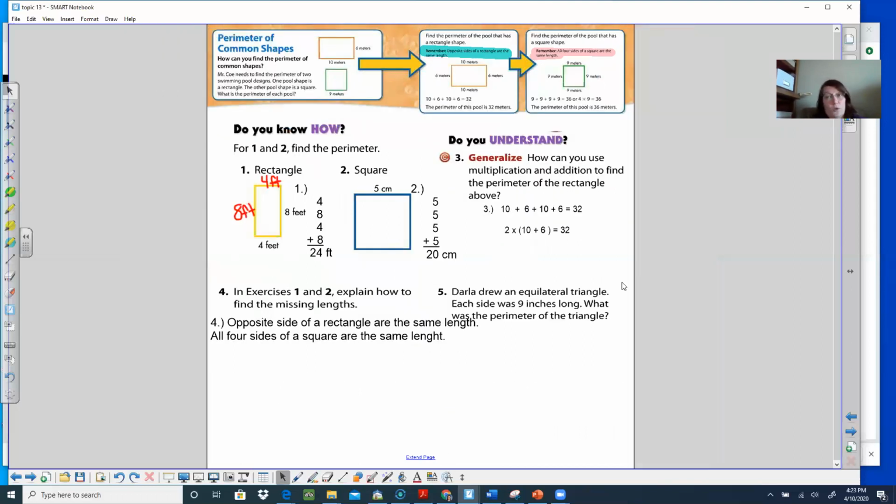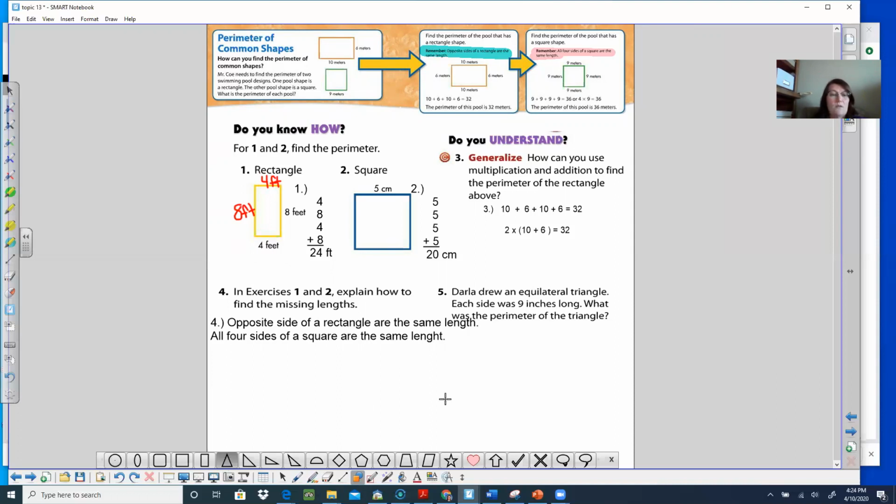Now I have a wonderful tool on my Smartboard software that I'm going to use on this one. It says Darla drew an equilateral triangle. Each side was 9 inches long. So I'm going to come down here. I am going to find my equilateral triangle. Where is he hiding? This one's sort of like him. I may just have to be really careful as I draw him. Ooh, yeah, there we go. Alrighty, that looks pretty good. May not be perfect, but it's close enough. Probably better than I could draw by hand.